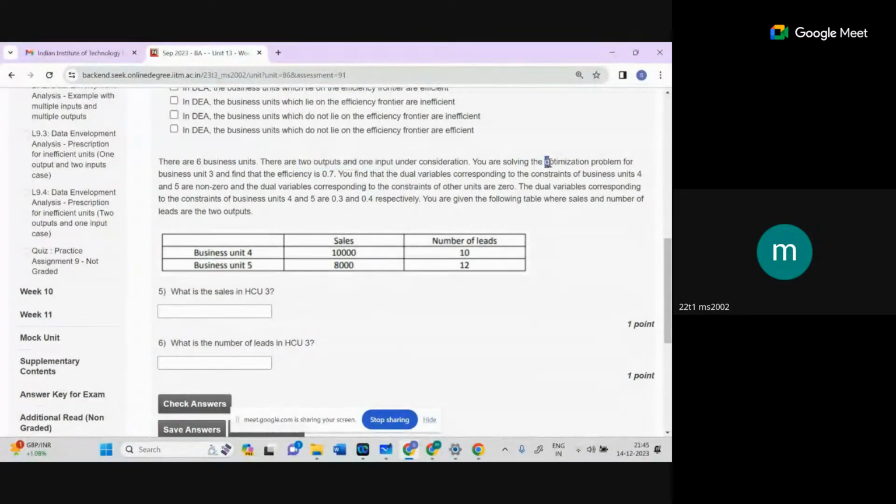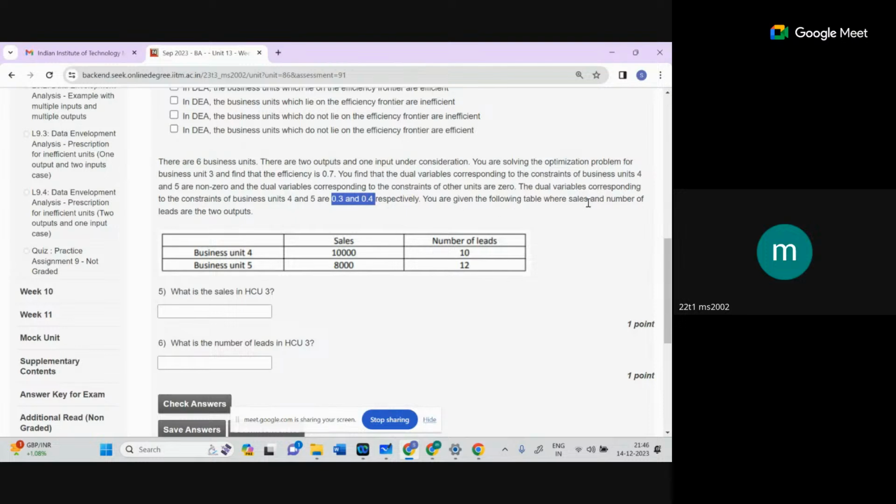You're solving an optimization problem for a business unit. The next thing that you have to look at is for which particular business unit we are solving the problem. There are 6 business units available, but we are interested in unit 3. For this unit 3, the efficiency is only 0.7, right? The dual variables corresponding to this business unit are business units 4 and 5, because their dual variables are non-zero. The dual variables corresponding to the constraints of business units 4 and 5 are 0.3 and 0.4.